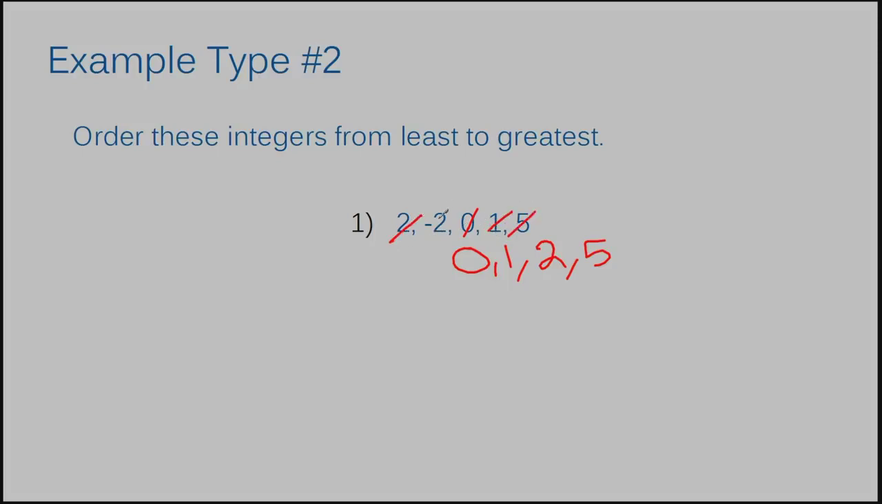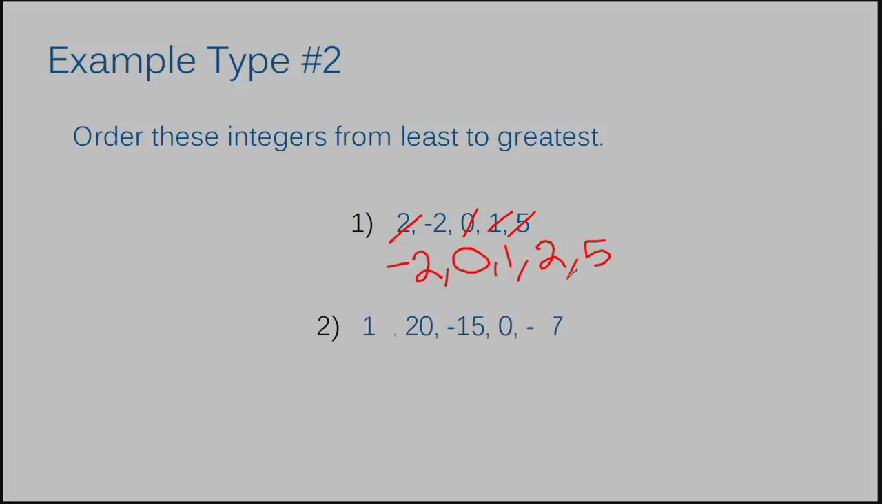And now I just have my -2, and remember all of our negative numbers are on the left side, so I'm going to just add my -2 and put a comma. So if I'm going to order these numbers, the integers, from least to greatest, it would be -2, then 0, then 1, then 2, then 5.